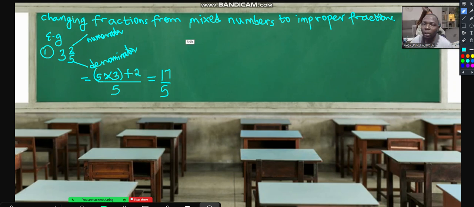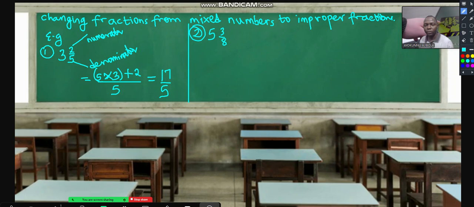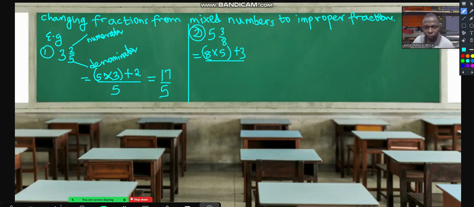Okay, let's look at another example. Number 2. Maybe we have 5 whole number 3 over 8. So I said you take the denominator, which is 8, to multiply the whole number, which is 5. Then you add the numerator, which is 3. Then you divide everything by the denominator, which is 8. So 8 times 5 is what? 40. And 40 plus 3 is what? 43 over 8. There you go with your improper fraction.